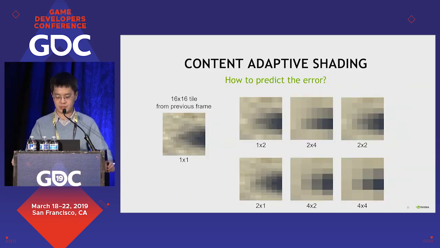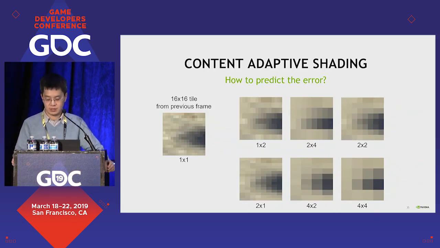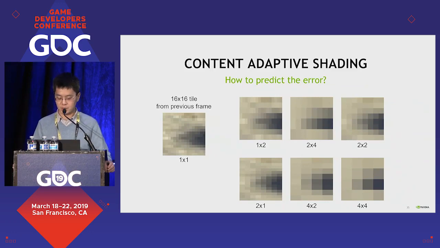So how do we predict the error using the image tile from the previous frame? And remember, there are multiple shading rate modes. We could blur the tile based on different block sizes and compute the differences against the full rate mode, but that's not quite efficient. So instead, we propose a more efficient algorithm to estimate the error.